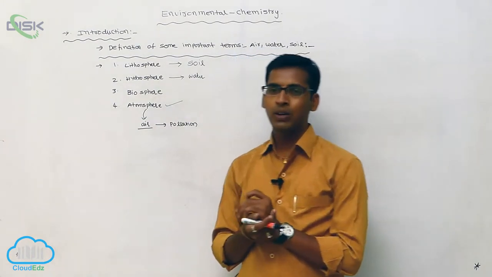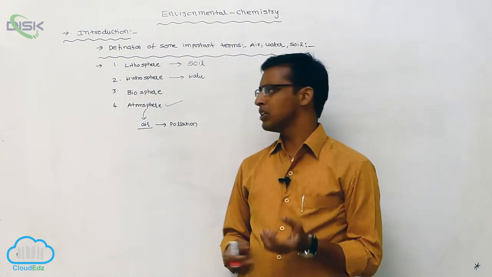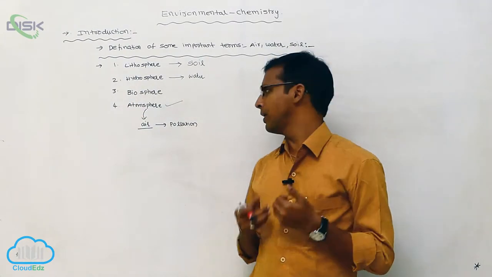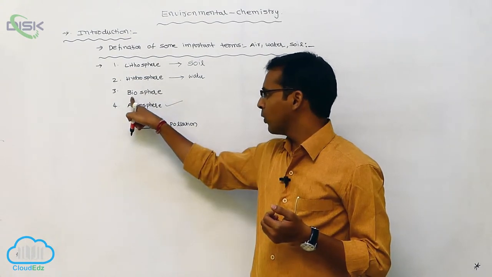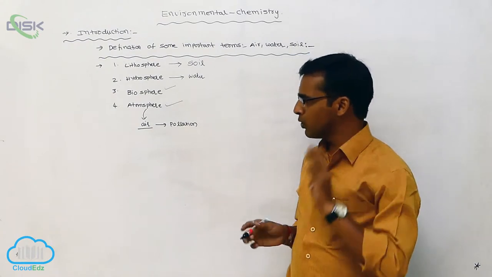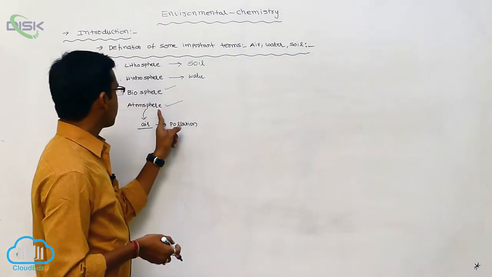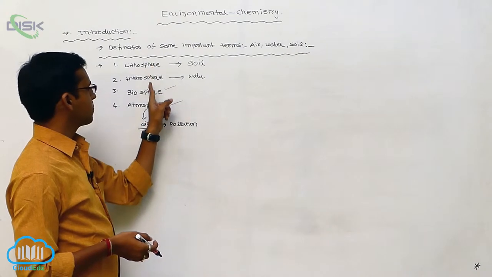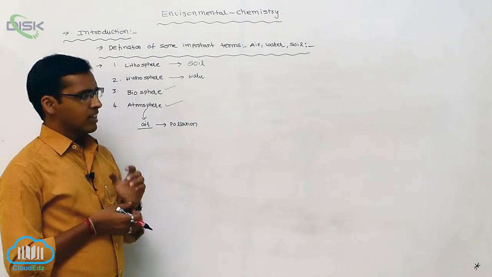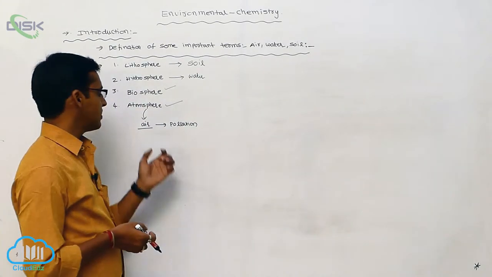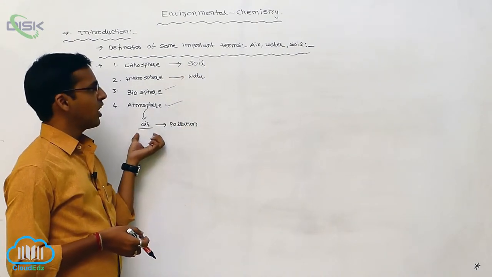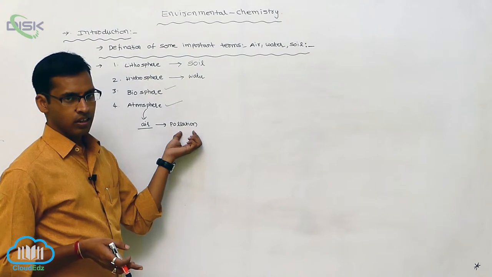And the next one is the biosphere. Bio means living organisms, so all living organisms including human beings are located in a sphere called the biosphere. So in total, four are there: atmosphere, hydrosphere, lithosphere, biosphere. In these, the common significant factors are air, water, soil. These three undergo pollution.